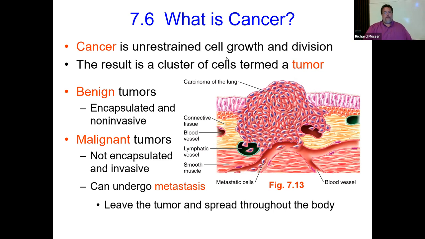But again, what happens is the cells start doing their own thing. Every generation gets new mutations, and it becomes harder and harder to fight with chemo. So here's a carcinoma in the lungs, and it escapes and gets into the bloodstream, and now it's traveling throughout the entire body.